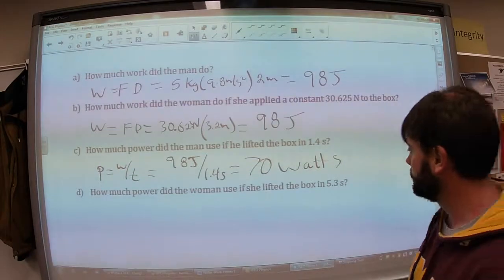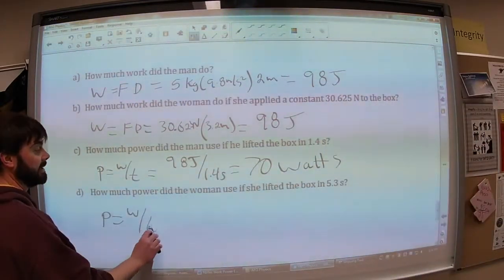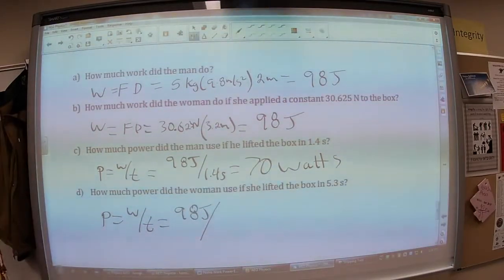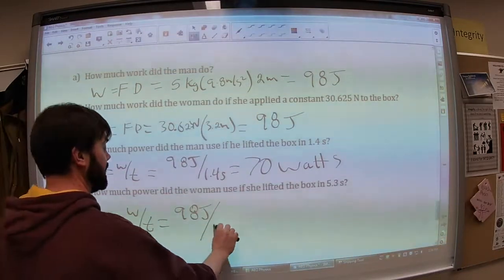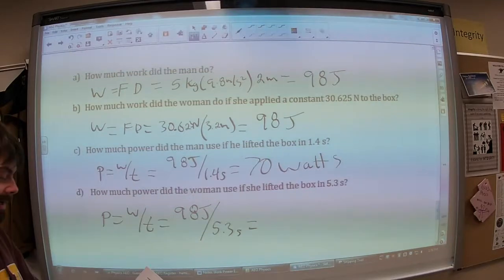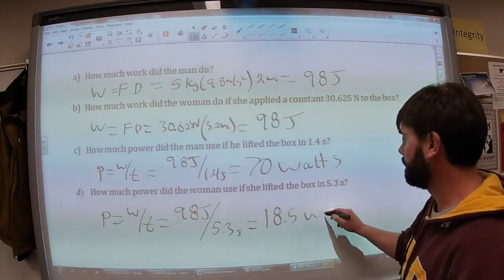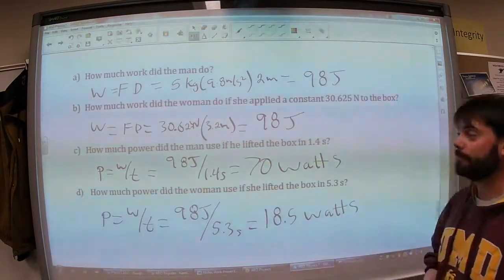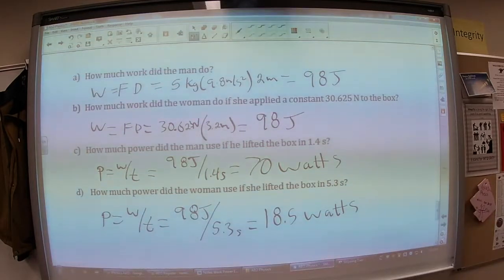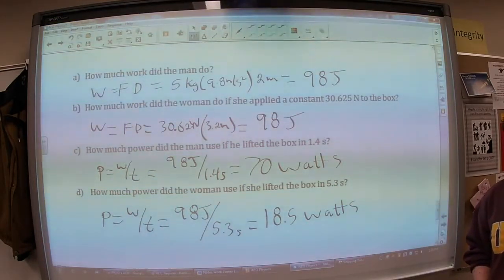And then the woman here, the power there is still work divided by time. She also did the same amount of work, but she's going to take a little bit more time to do it. She's going to take 5.3 seconds. 98 divided by the 5.3 gives me 18.5 watts. So the power, even though the work was the same, they both did the same amount of work, the one who took more time to do it used less power.